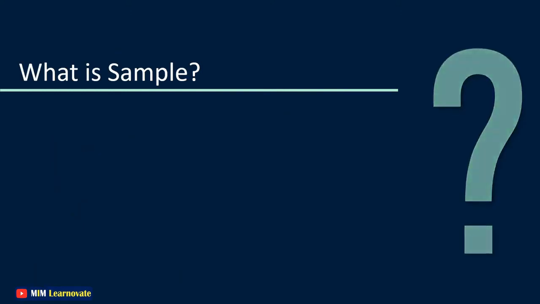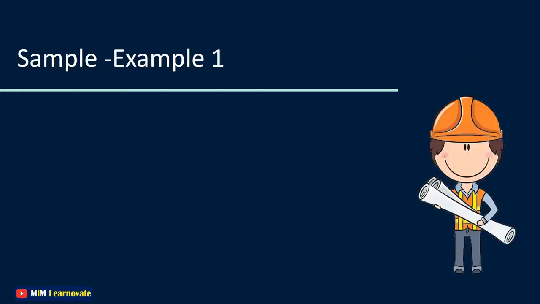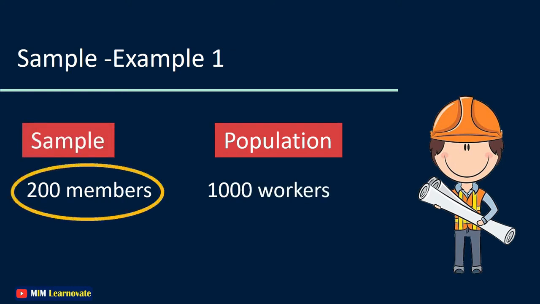What is sample? A sample is a subset of the population. It comprises some members selected from it. In other words, some but not all elements of the population form the sample. Sample example 1. If 200 members are drawn from a population of 1000 blue-collar workers, these 200 members form the sample of the study. That is, from a study of these 200 members, the researchers will draw conclusions about the entire population of 1000 blue-collar workers.